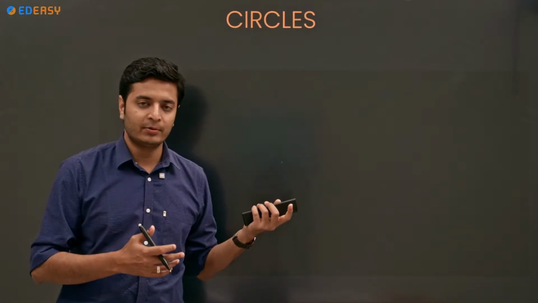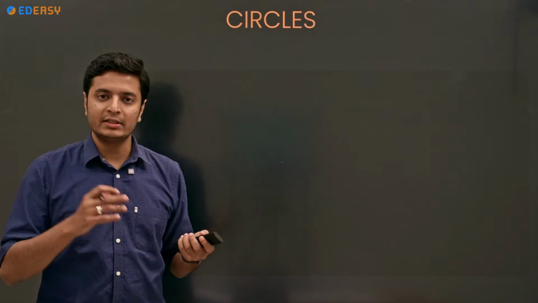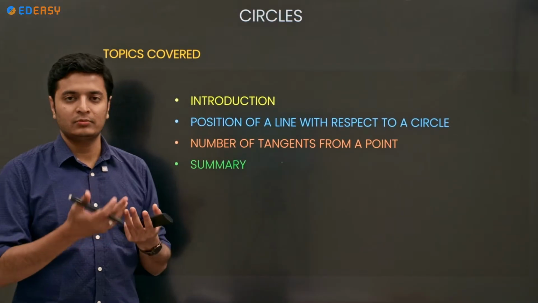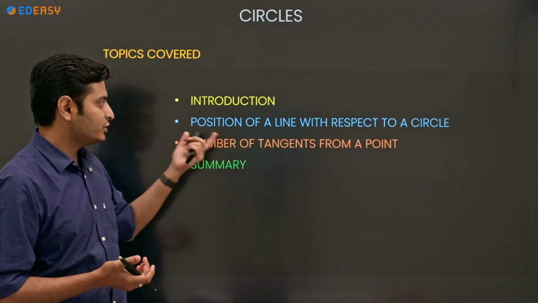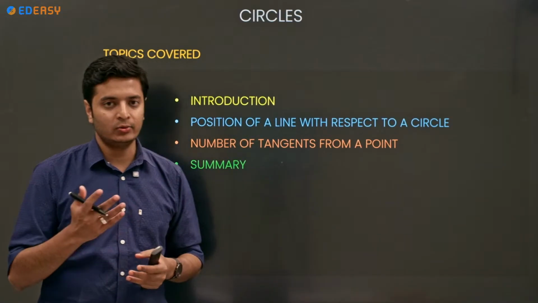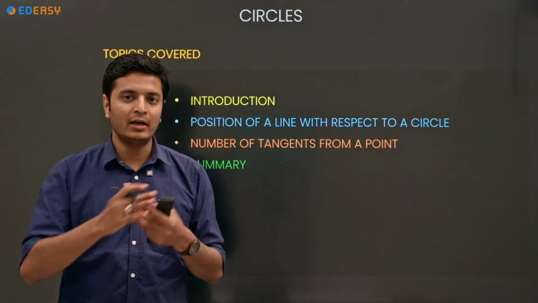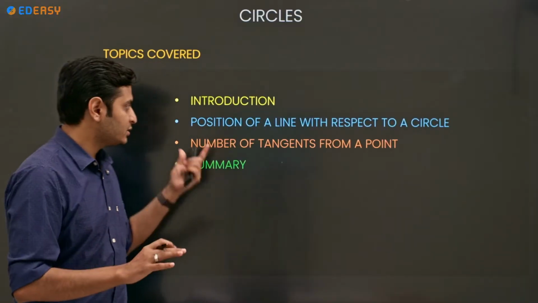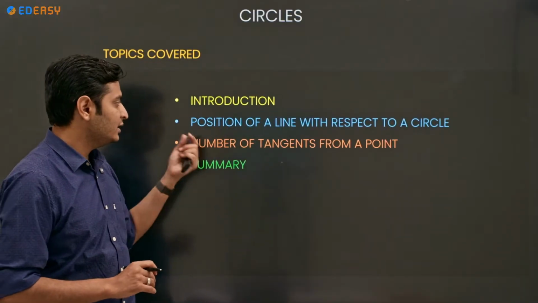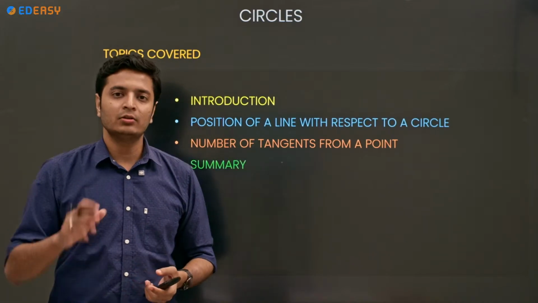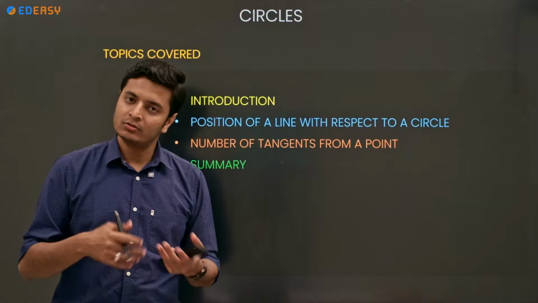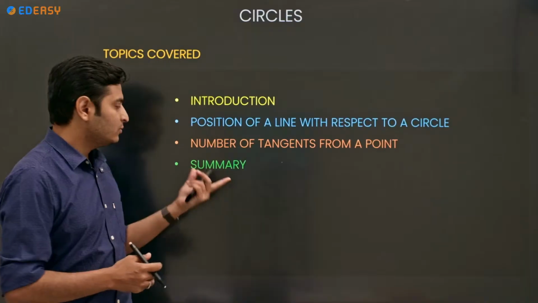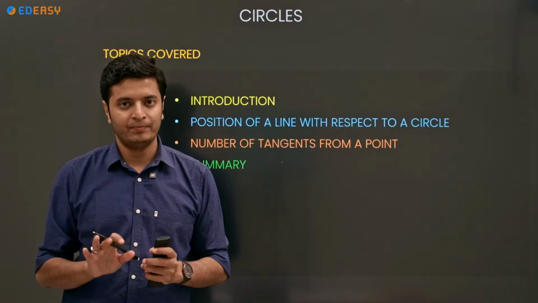Circles, the name of the chapter. What are we going to learn in this chapter? So this is the table of contents. First, of course, we are going to talk about the introduction part. Then the position of a line with respect to a circle. As I told you, in this chapter we are majorly dealing with the relationship between a line and the circle itself, so we are going to understand this. Then we are going to see the number of tangents from a point. If you are confused about what a tangent is, again, it's a line only, a very specific type of line. Then we are going to summarize. Okay, should we start?